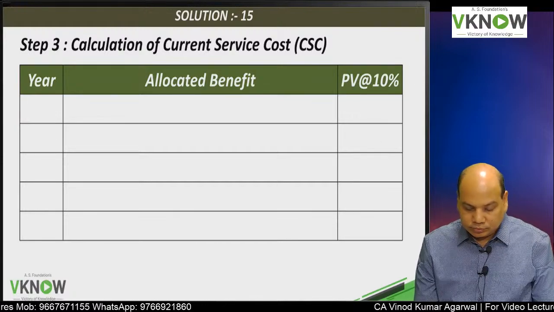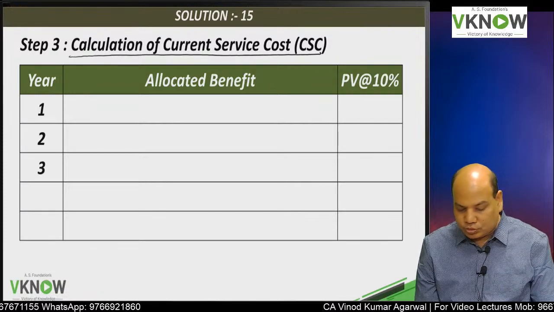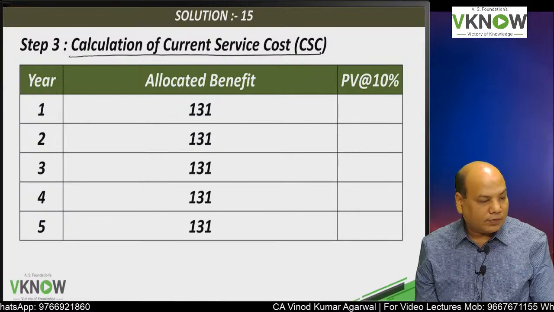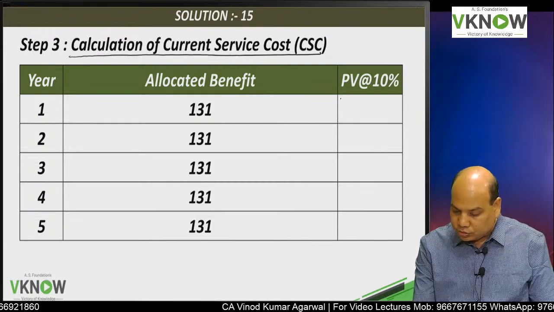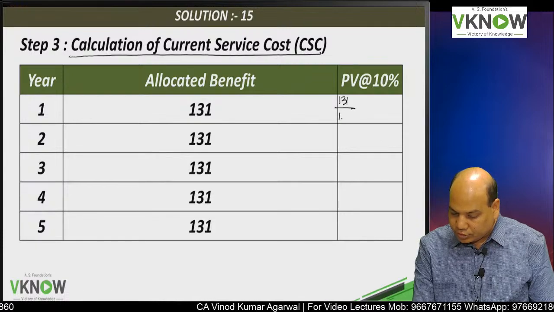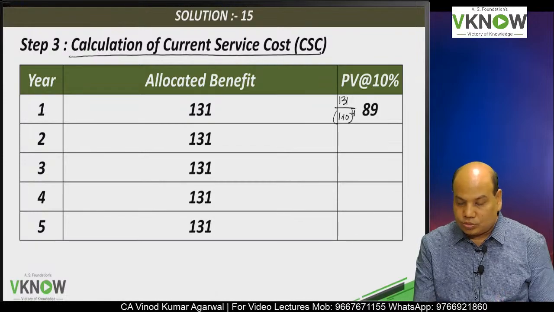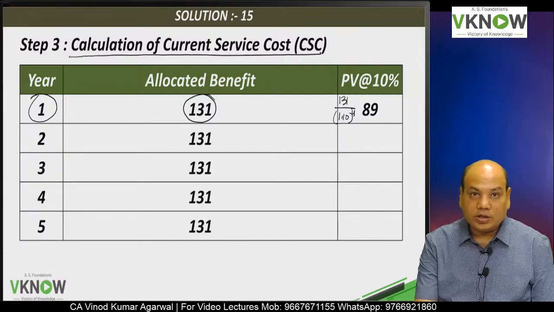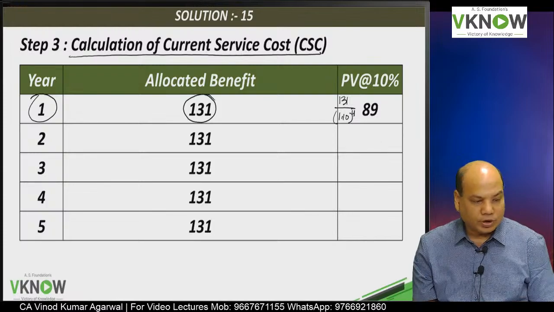So please write down step 3, calculation of current service cost. Under that, year 1, 2, 3, 4, 5, allocated benefit is 131 5 times. And now what the student will do? The student will take 131 divided by 1.10 to the power 4, and that is equal to 89. I will explain again. Accrued at the end of year 1, but will be received at the end of year 5. So there is a gap of 4 years.